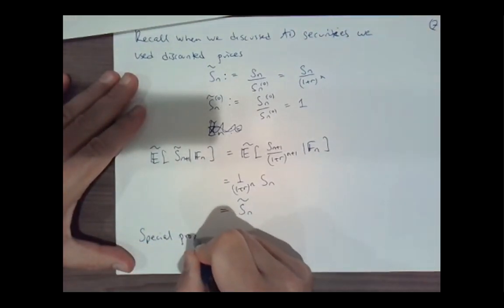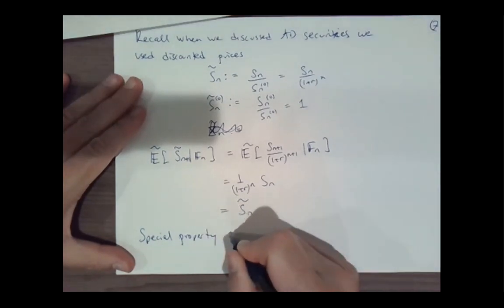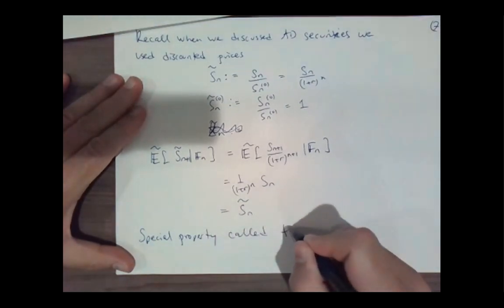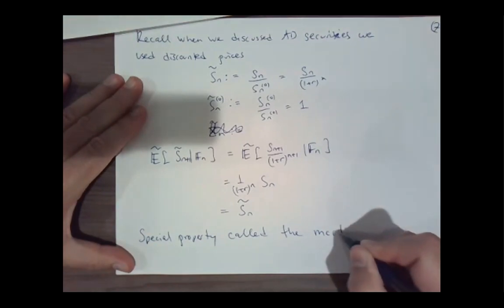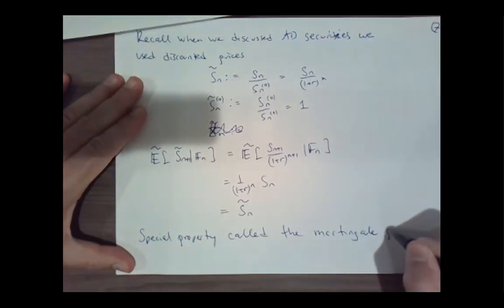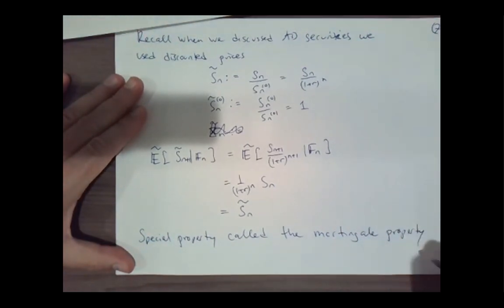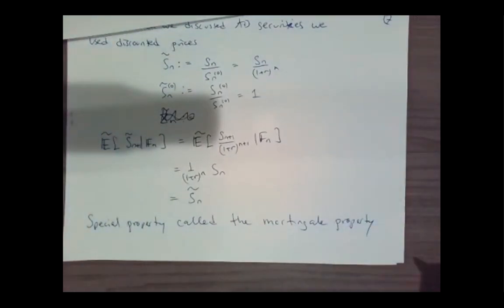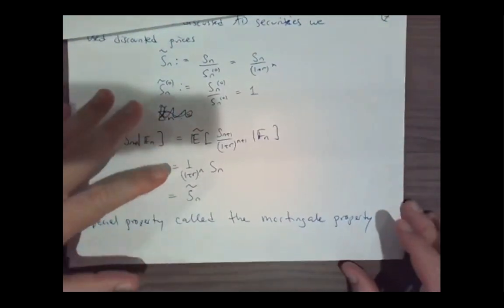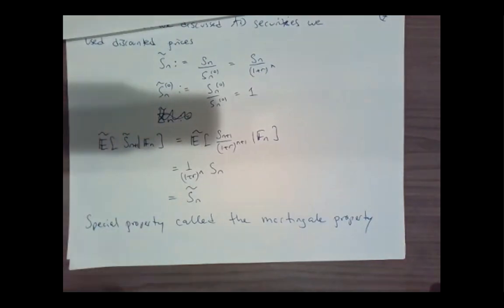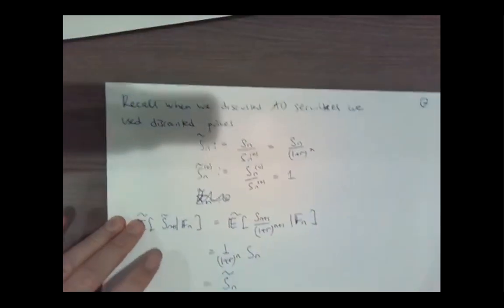So this is a special property. And it has a fancy name. This is called the Martingale property. And this is why the risk neutral measure is also called the Martingale measure. So let me write down the formal definition of the Martingale.